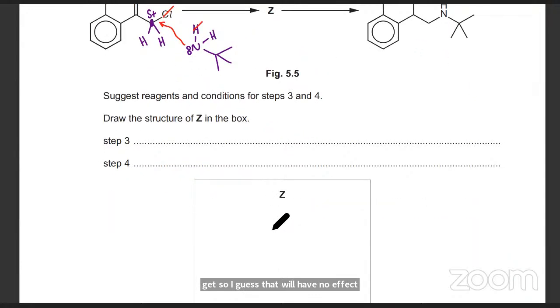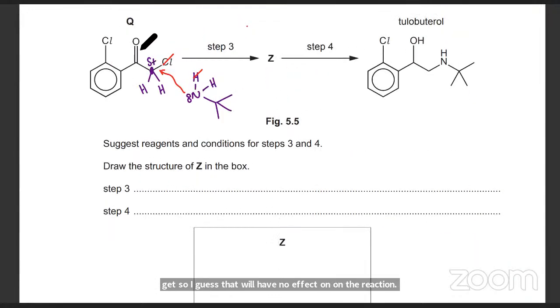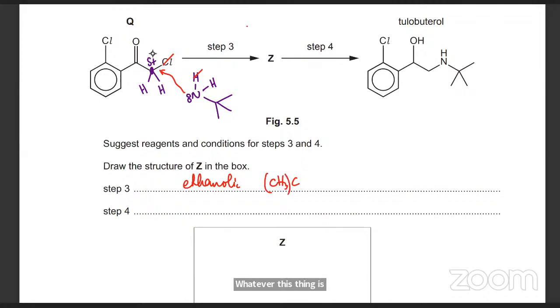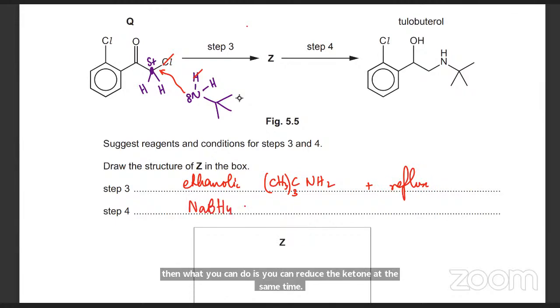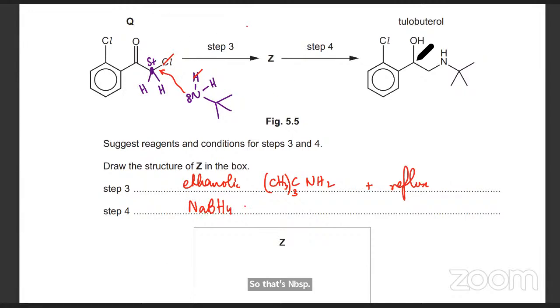So I guess you're going to first substitute this thing, and then in the next step you can reduce the ketone by adding NaBH4. So the reagents that are going to be used is ethanolic, whatever this thing is, C with 3 CH3s, and with an NH2 at the end to get this thing, and reflux. And then you can reduce the ketone at the same time. So that's NaBH4. And the ketone part will turn into an alcohol. Is this clear?